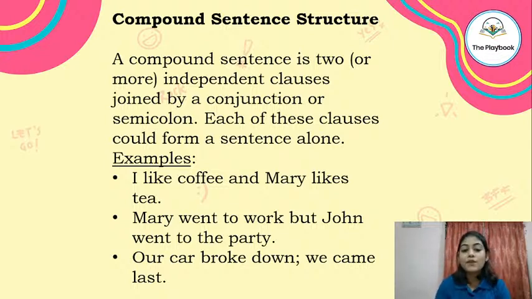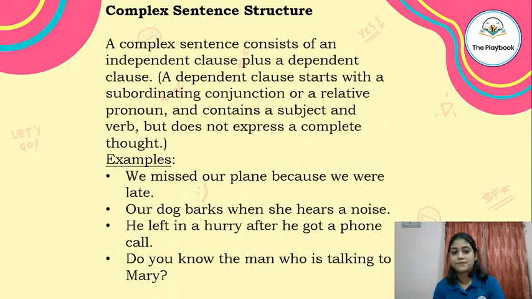Mary went to work, but John went to the party. Both these independent clauses are joined by the conjunction but. Can you see that? So, these sentences are of compound structure. Our car broke down; we came last. These two clauses make independent meanings by themselves, but if we put them together, they form a compound sentence. Alright, now we will be looking at the third sentence structure.